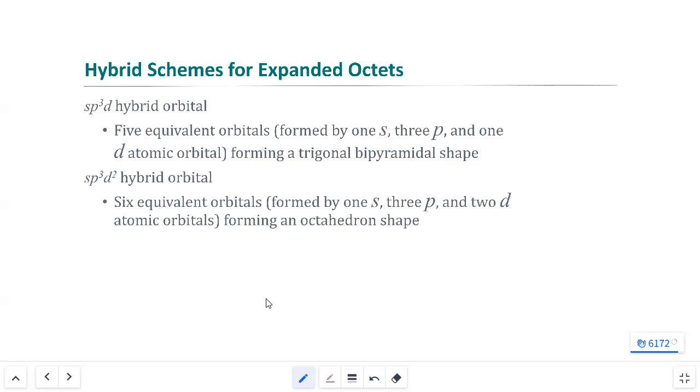So what does that look like? Well, for steric number 5, we're talking about sp3d hybridization, that 5th orbital coming from the d sublevel. And for steric number 6, it's sp3d2. I need 2 of those d orbitals to help get us up to 6.